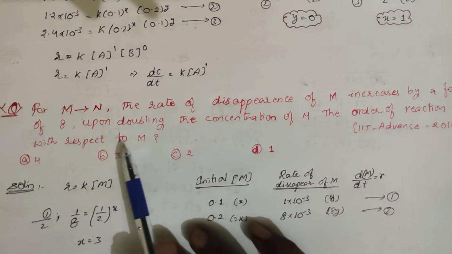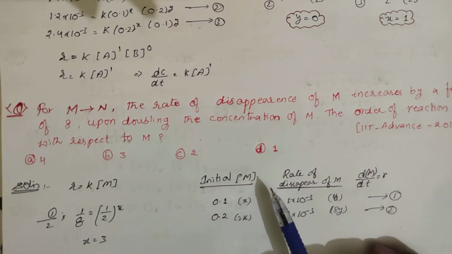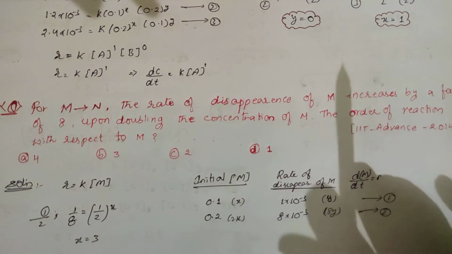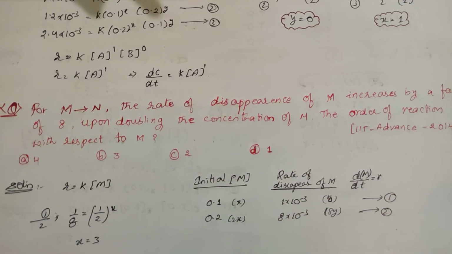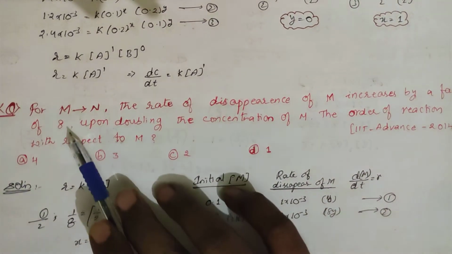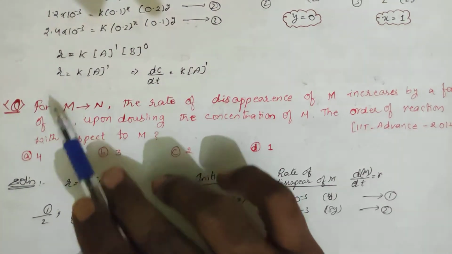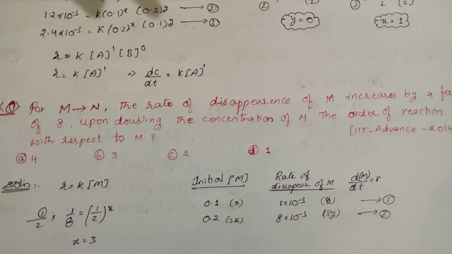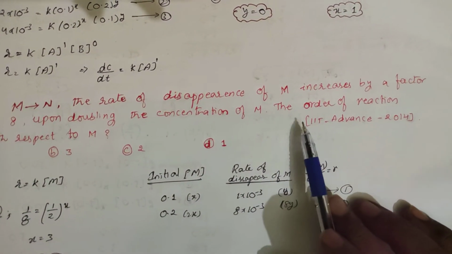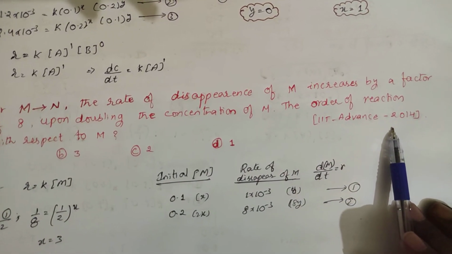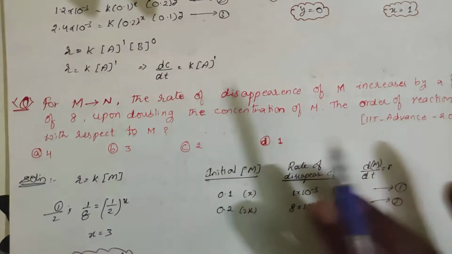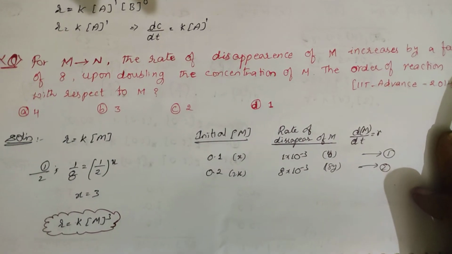The order of the reaction with respect to M: since you have only one concentration on the reactant side, whatever the order with respect to M, that will be the order of the reaction. This is the question that appeared in IIT Advanced 2014. So students, I hope that you can do this well. Pause the video and try to solve it fast.